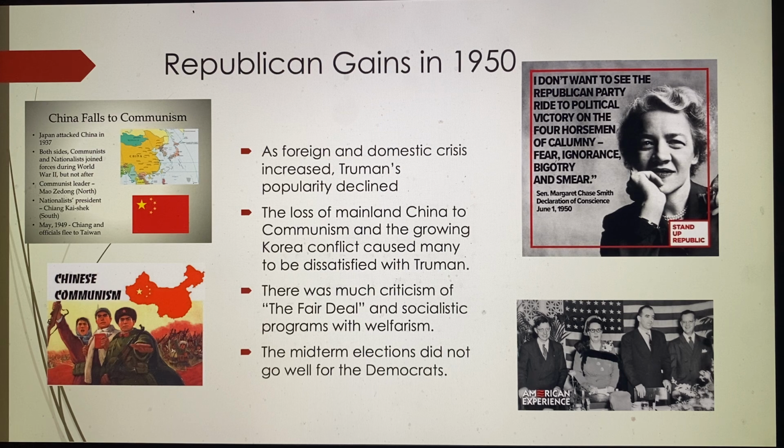Here it says, I don't want to see the Republican Party ride to political victory on four horsemen of calumny: fear, ignorance, bigotry, and smear. So basically, they were looking at the Fair Deal and the Republican gains, wanting to make sure that as the Republicans were gaining power, they were not causing fear, ignorance, or bigotry in the midst of their campaigning. There was much criticism of the Fair Deal and socialistic programs and welfare during this time, and the midterm elections did not go well with the Democrats.